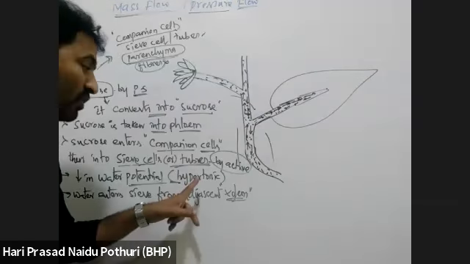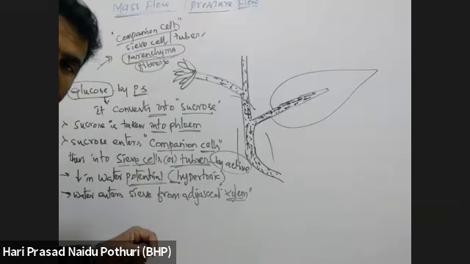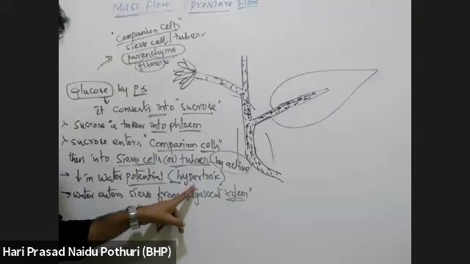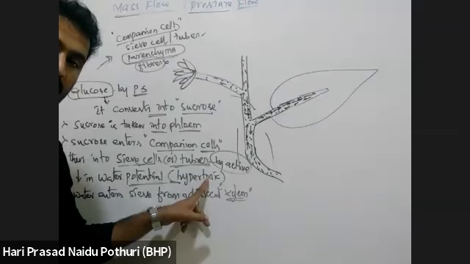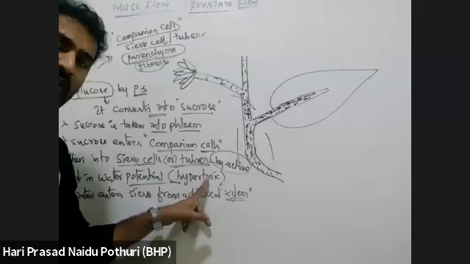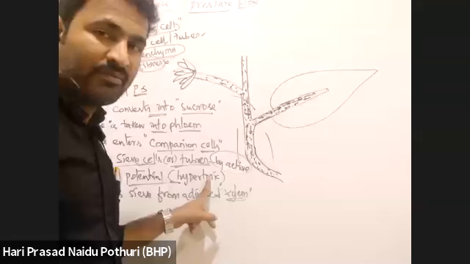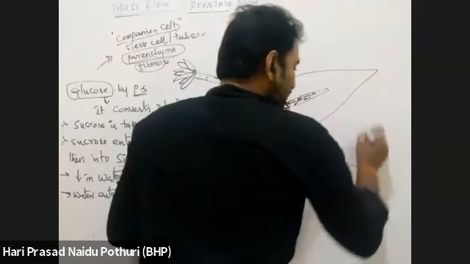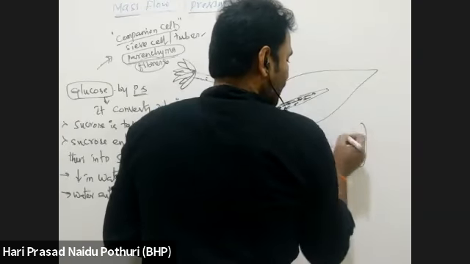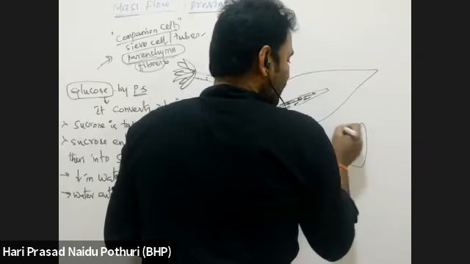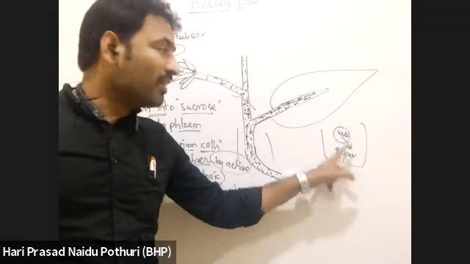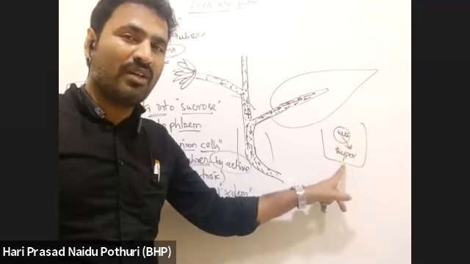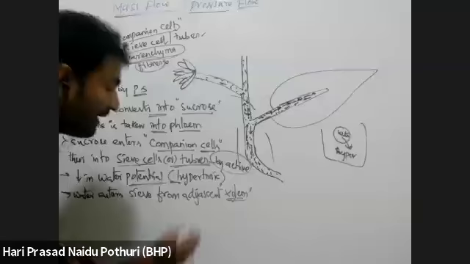Hypertonic means solutes are more and water is less. That is hypertonic, not hypotonic. Hypertonic condition is developed. Hypertonic means more solutes are present. If a cell is kept in hypertonic medium, there is a loss of water from the cell. The cell has more water, and hypertonic means less water outside, so the cell is losing water.